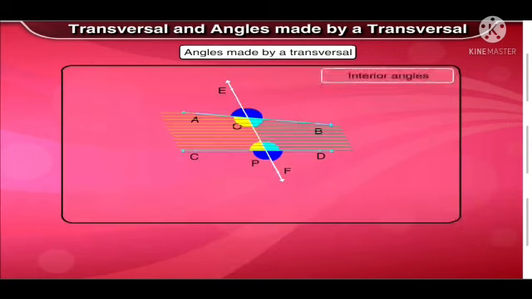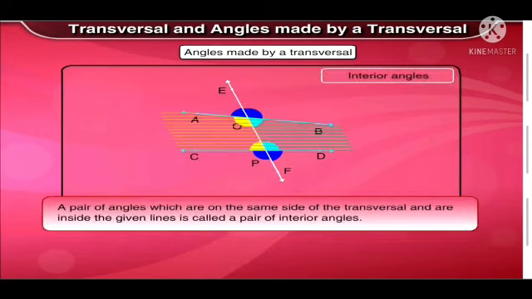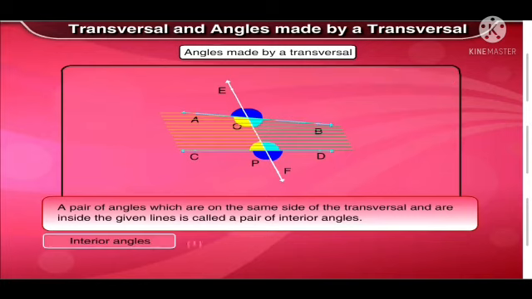Now we learn about interior angles. A pair of angles which are on the same side of the transversal and are inside the given lines is called a pair of interior angles. Look at the figure. First one, angle POB and angle OPD. Second one, angle AOP and angle OPC are the two pairs of interior angles.